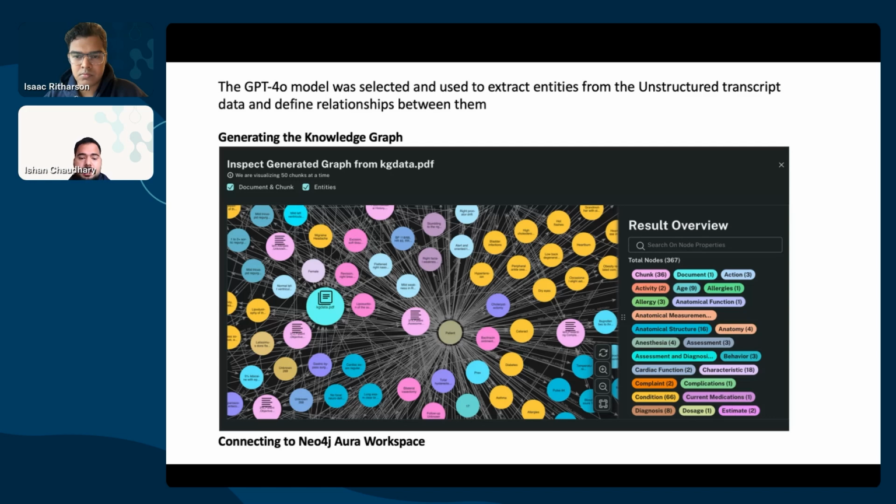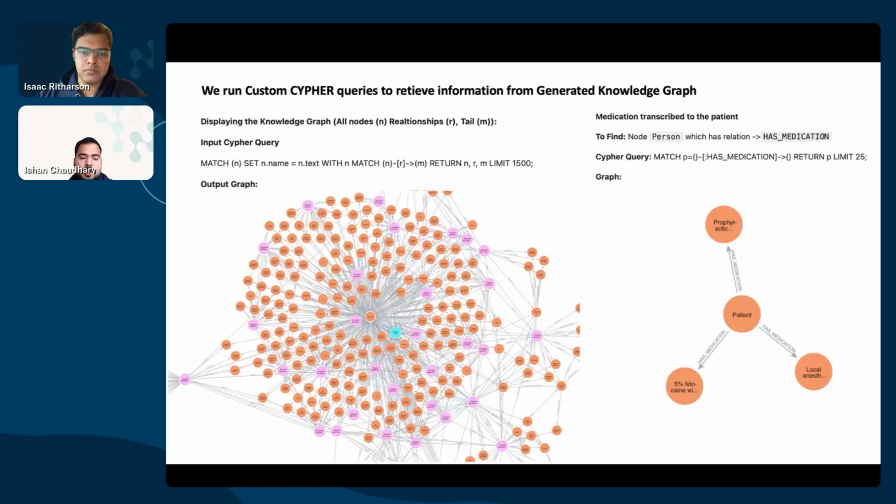So here, to generate the knowledge graph, we use GPT-4o to process unstructured clinical transcripts. It extracts meaningful medical entities such as diagnoses, medications, tests, symptoms, and identifies how they relate to each other over time. These extracted elements are then mapped into Neo4j as nodes and relationships, forming the backbone of our temporal medical knowledge graph. Once the KG is created, we can connect to it and run powerful clinical queries.